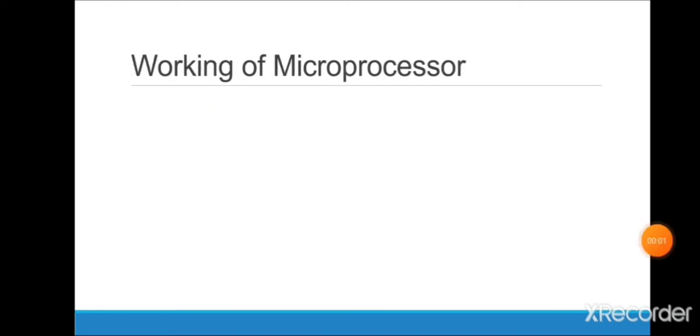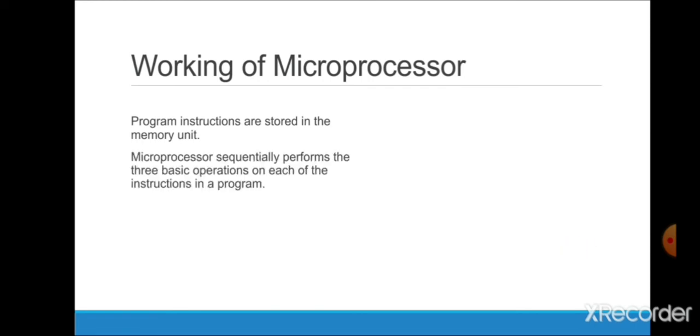After understanding the basic definition of a microprocessor and the composition of a microprocessor, now let's understand the actual working of the microprocessor. We know instructions in the form of a program are stored in the memory unit. The microprocessor performs three basic and essential operations on each of the instructions in a program. The first operation is fetching the instruction. The instruction is fetched inside the microprocessor from the memory unit.